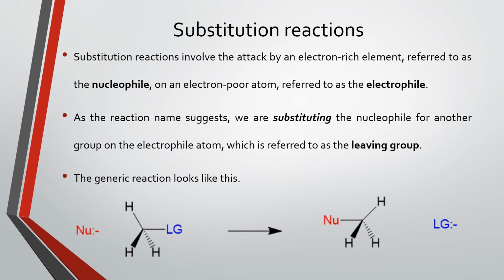Before going deep into the SN1 and SN2 reaction, first we will understand what is meant by substitution reactions. Substitution reactions involve the attack by an electron-rich element referred to as the nucleophile on an electron-poor atom referred to as electrophile. So, nucleophiles are the electron-rich elements and electrophiles are the electron-poor elements. As the reaction name suggests, here we are substituting the nucleophile for another group on the electrophile atom, which is referred to as the leaving group.